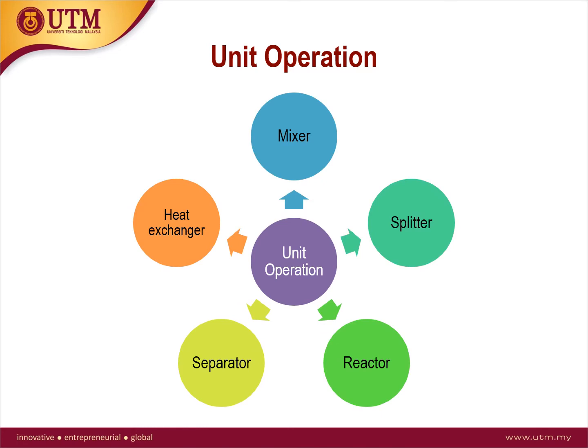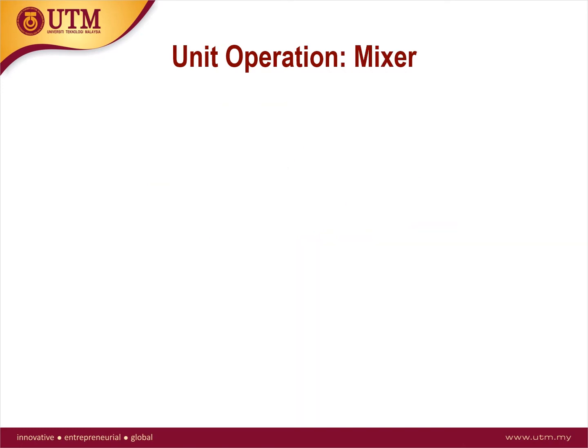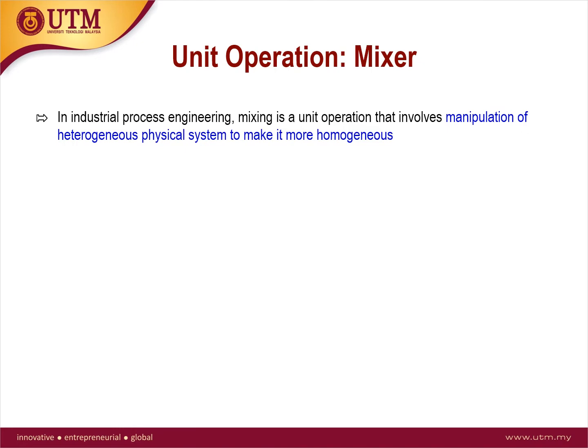There are 5 major unit operations involved in chemical-based engineering industries, such as mixer, splitter, reactor, separator, and heat exchanger. We will discuss one component after another, one by one. The first unit operation is the mixer.